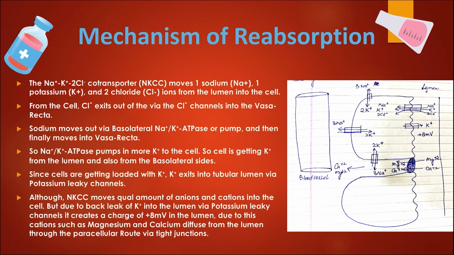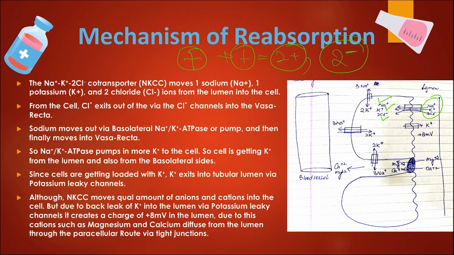Okay, so this sodium potassium 2 chloride cotransporter moves one sodium, one potassium and two chloride ions from the lumen into the cell. So one sodium, one positive charge, one potassium, so we get 2 positive and 2 chloride, 2 negatively charged. So it moves an equal number of ions, 2 positive and 2 negative, from the lumen into the cell of the thick ascending limb of the loop of Henle.